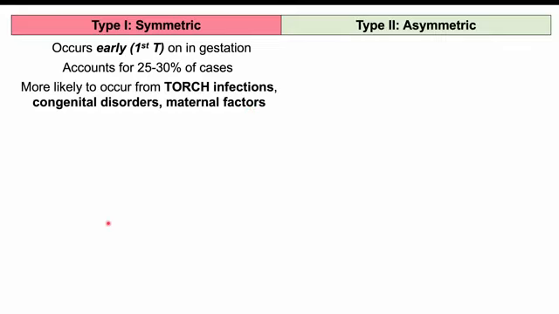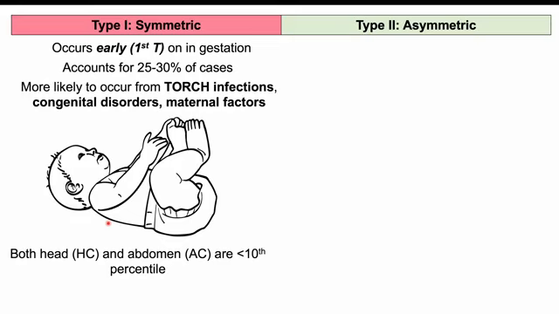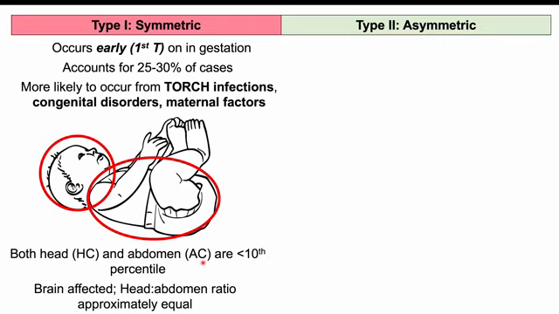And it's named symmetric fetal growth restriction because the reduction of body size is symmetrical. So this means that both the head and the abdomen, which would be measured by head circumference, or HC, and abdominal circumference, or AC, are both less than the 10th percentile for gestational age. So it is symmetric. Both the head and the abdomen are affected. So because the head is affected, the brain is also affected. But when we actually look at the ratio between the head and the abdomen, it's approximately equal.